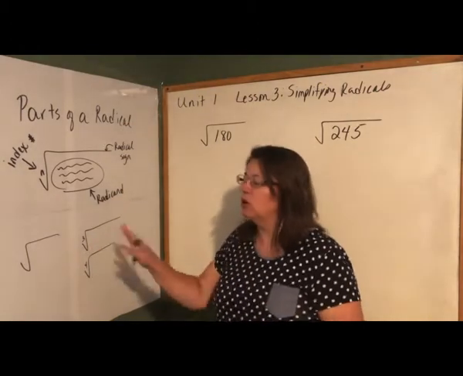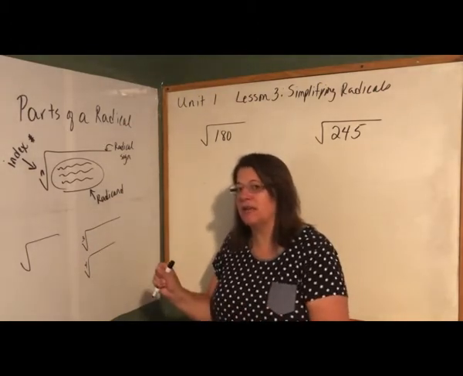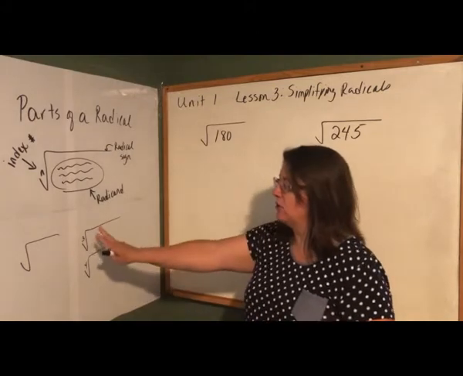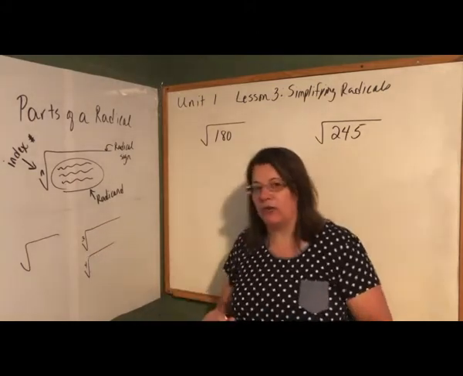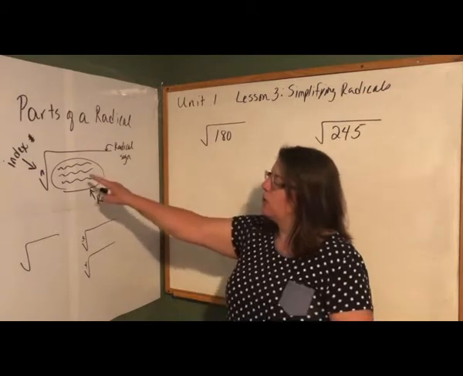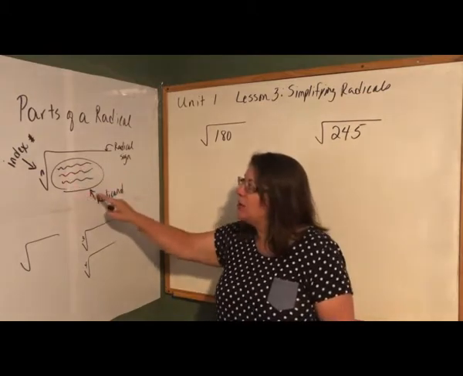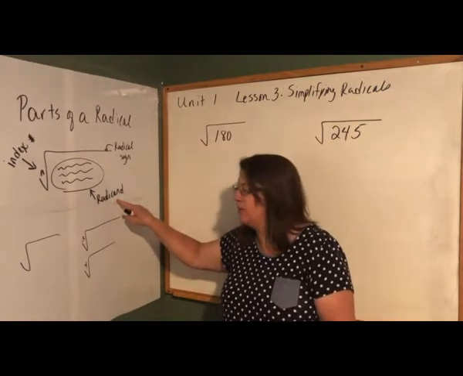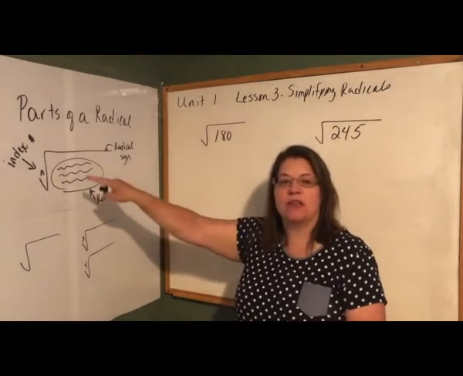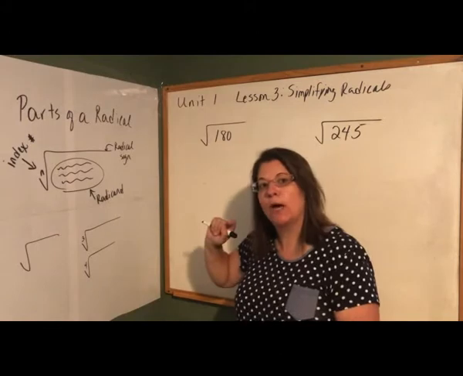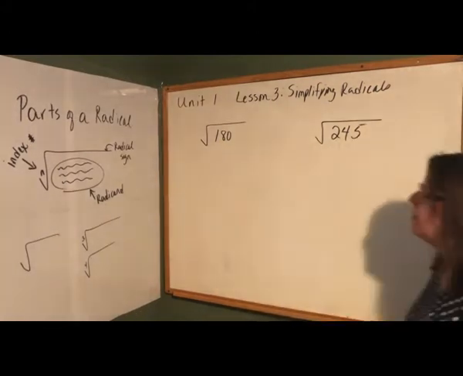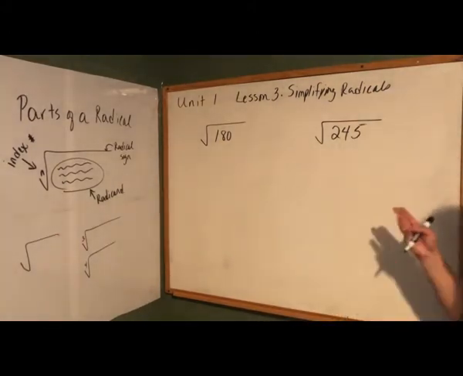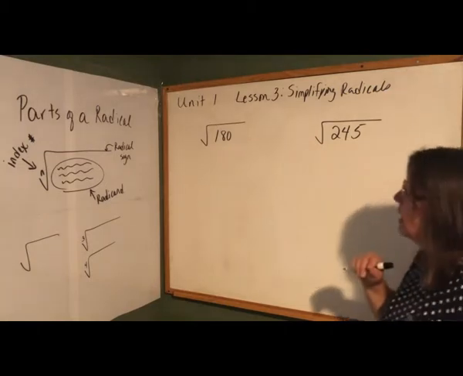Later in the year, we'll learn about fraction exponents and how to deal with those and how to convert them to radical signs. The number or the expression inside your radical sign is called the radicand. So if I use that word, you know that's just the expression inside. Okay? Next, I'm going to show you how to break down some simple radical signs or radical symbols.